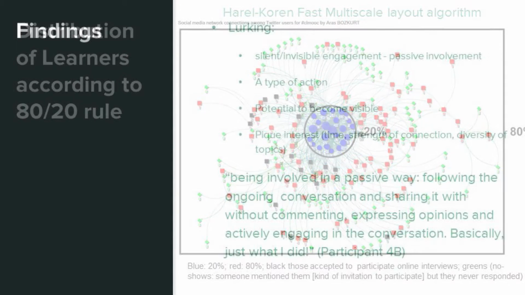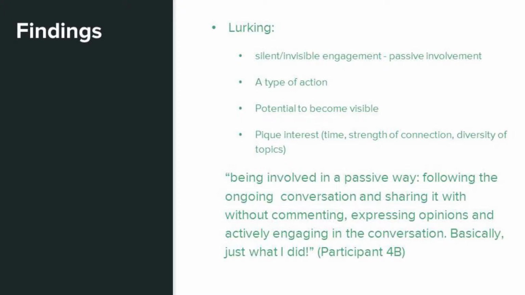Okay, so what we found. Lurking, it's silent or invisible engagement, passive involvement. Our lurkers said that they felt that they were part of the community. They felt that they were passively participating. It's Lave and Wenger's legitimate peripheral participation. So they felt they were on the periphery, but importantly, they felt part of the community. They said that lurking was a type of action. They said it was potential to become visible. They weren't just sitting there doing nothing. They might join in. Indeed, some of them did join in.